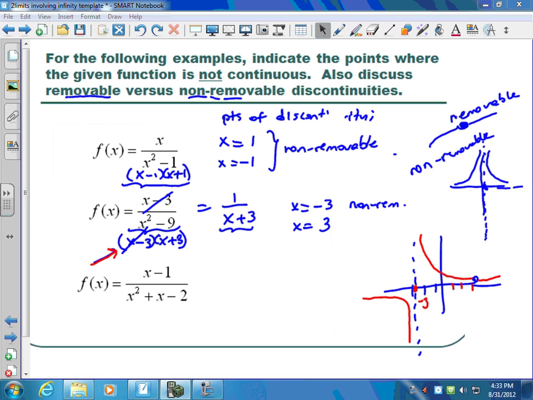And finally, let's do the last one. This is a good place for you to pause the video and then come back to look at the answer. I'm going to factor this. And there are two zeros at the bottom. If you set them equal to 0, you're going to get x equals -2 and x equals 1. And in this case, the x minus 1s can be canceled, right? So that will appear as a hole in the graph. That is your removable discontinuity. And the other one is your non-removable.